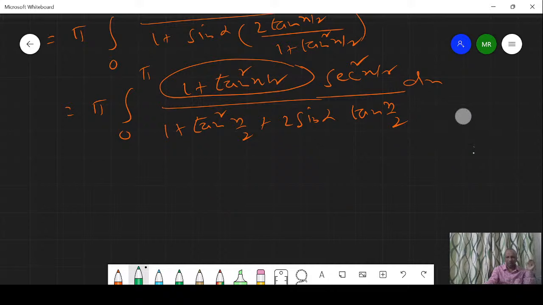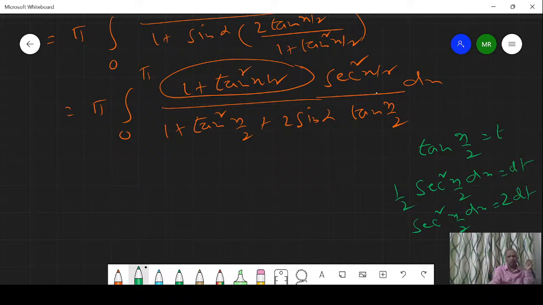Let tan x by 2 equal to t. What is the derivative of this? You will write secant square x by 2 into 1 by 2 dx is equal to dt. So secant square x by 2 dx is equal to 2 dt. So this numerator will become 2 dt.